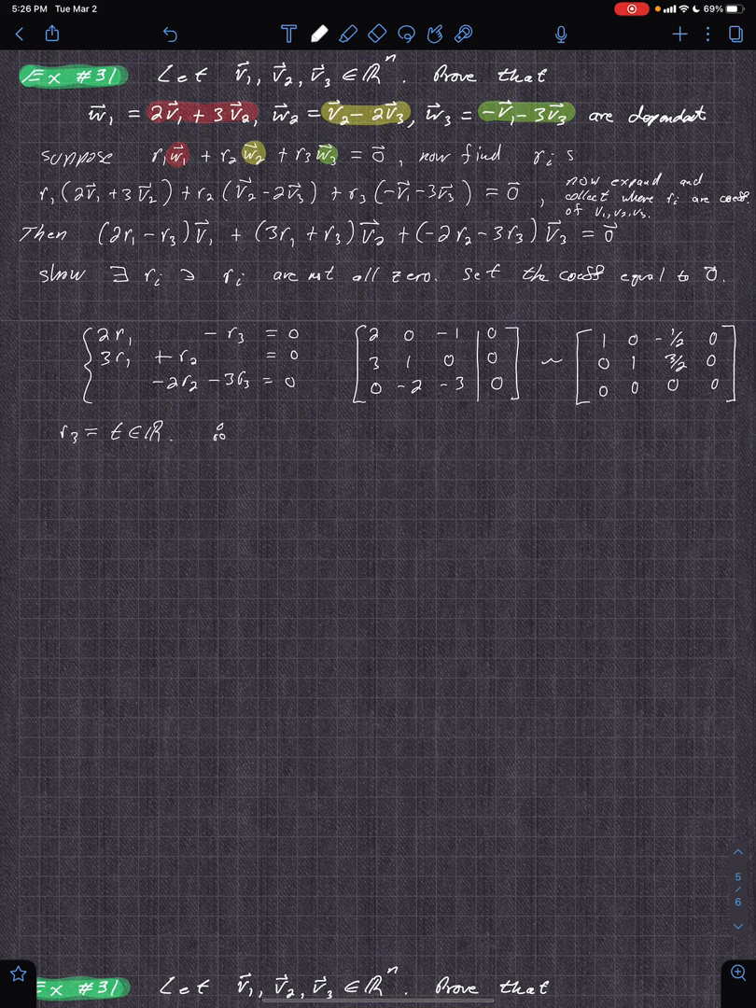Therefore, there exists a non-trivial solution. There's like an infinite number of them, but still. And the vectors are linearly independent. So, and the vectors are linearly dependent. Did I say independent? They're dependent if you find a non-trivial solution.